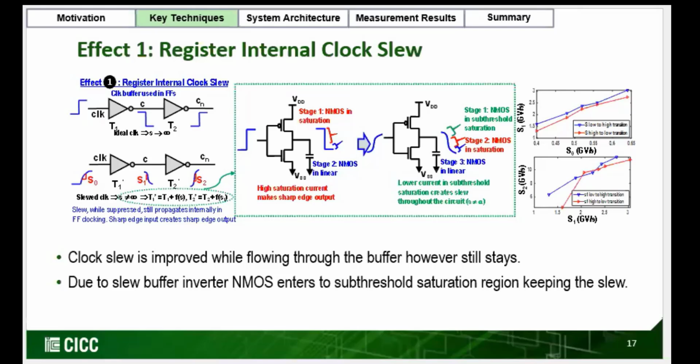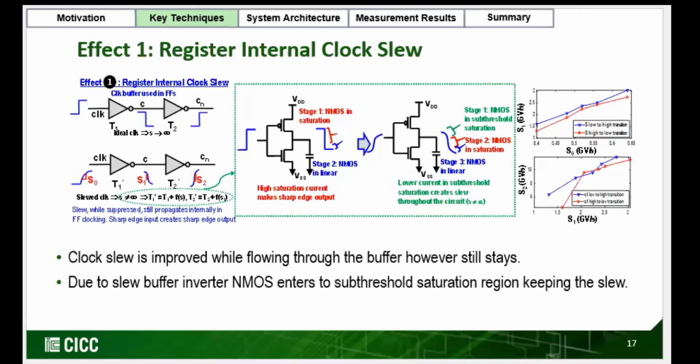When skewed clock propagates through this inverter, it gets better and better. For example, if we see the left side image, in case of ideal 0 to 1 transition, the inverter changes from 1 to 0 instantaneously, because at stage 1, NMOS is in saturation region, and in stage 2, NMOS is in linear region. However, that is not the case when you provide skewed clock. If skewed clock comes, that means at stage 1 or initially NMOS will be in subthreshold saturation region, where current is way lesser than normal saturation region current.